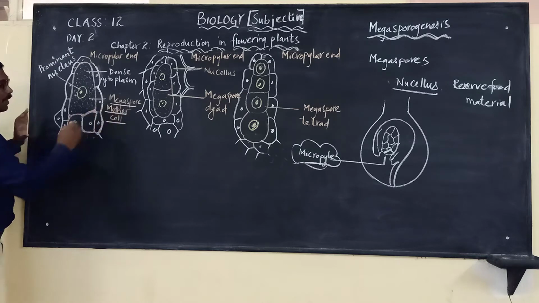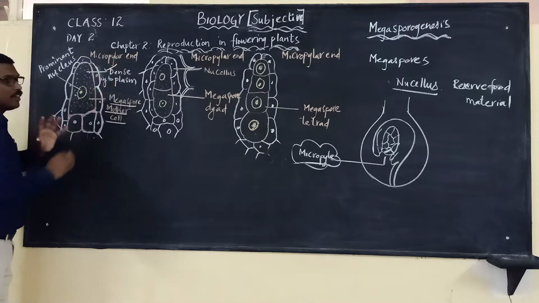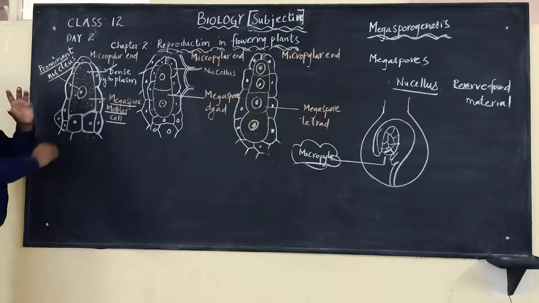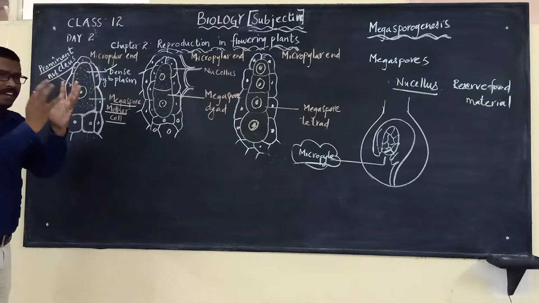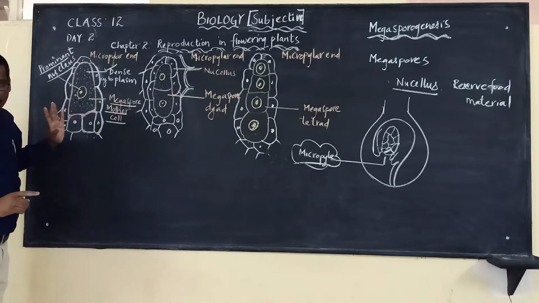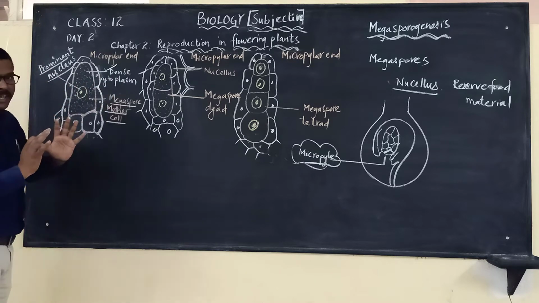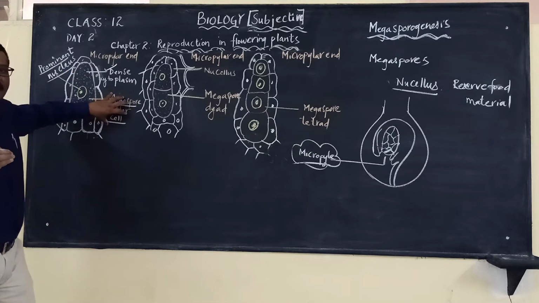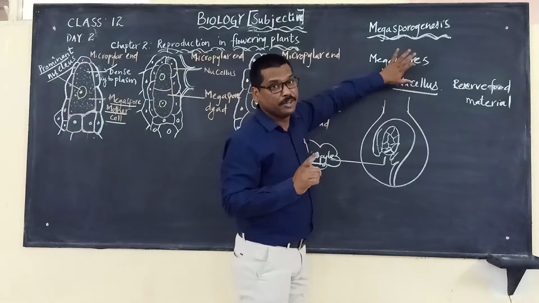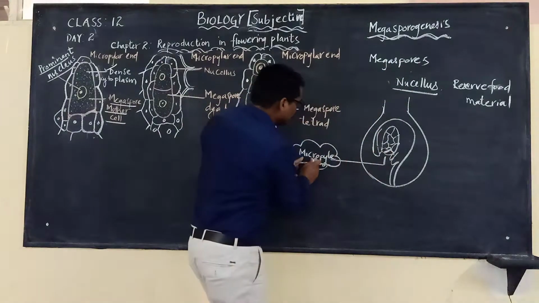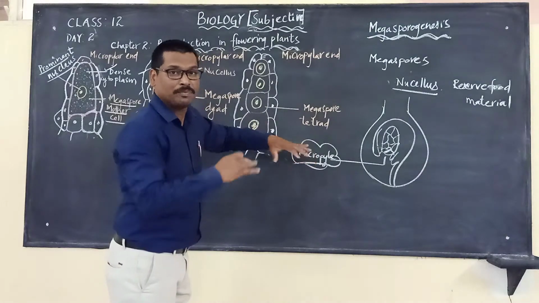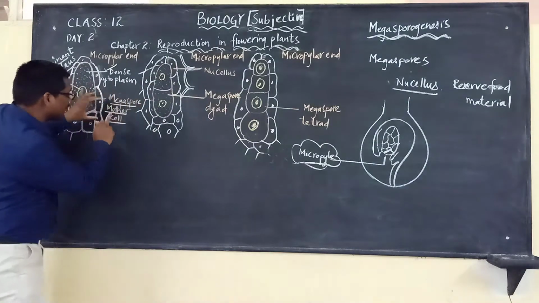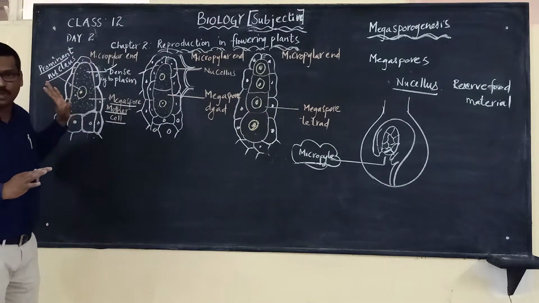This megaspore mother cell contains dense cytoplasm, meaning very thick cytoplasm, and at the same time a prominent nucleus, meaning the nucleus is very clearly seen. These are the two characteristics to identify the megaspore mother cell. Actually it is just one of the cells of the nucellus, present only towards the micropylar region of the ovule. The process of formation of megaspores from the megaspore mother cell is called megasporogenesis.